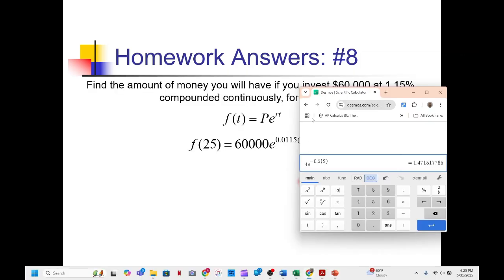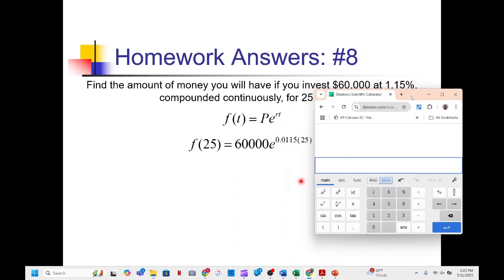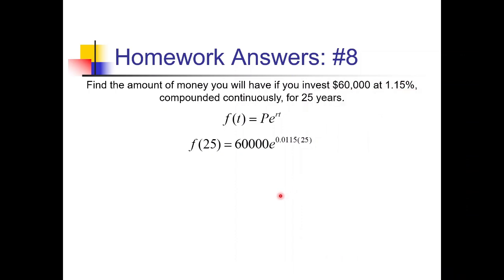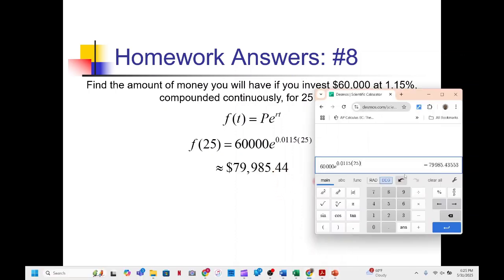Let's go ahead and plug all that into Desmos. And let me just move this so I can see. There we go. So 60,000 e exponent, and then we got 0.0115 times 25, about $79,985.43. 44 cents? Yeah, 44. We have to round up there.